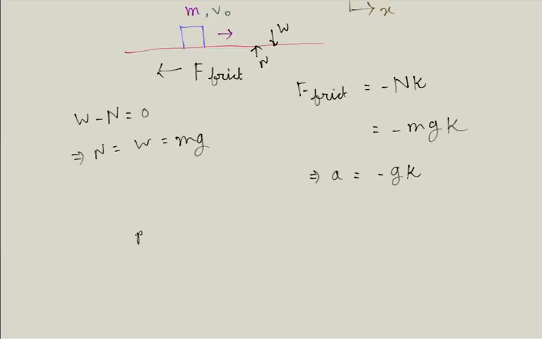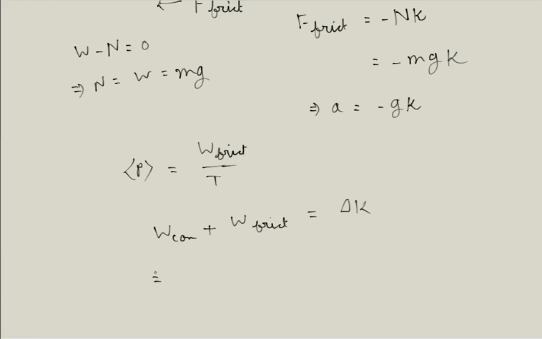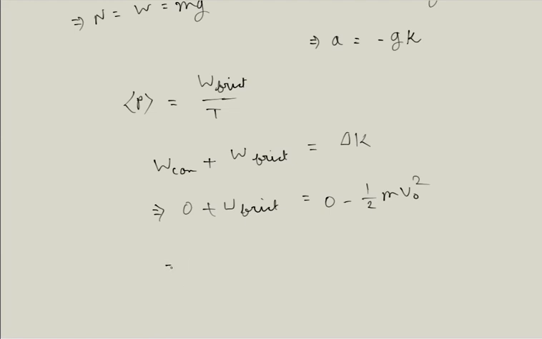Now the mean power developed will be total work done by the friction force divided by total time of motion. As we know from the work energy theorem, work done by conservative force, which is equal to 0 here, and work done by non-conservative force, which is the friction force here, equals change in kinetic energy. So work done by friction equals final kinetic energy, which is 0, minus initial kinetic energy, which was half m v0 square. So work done by friction is equal to minus half m v0 square.